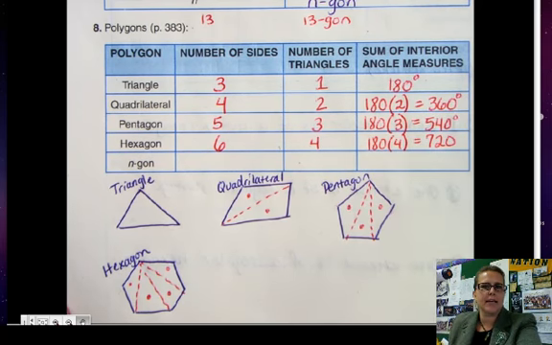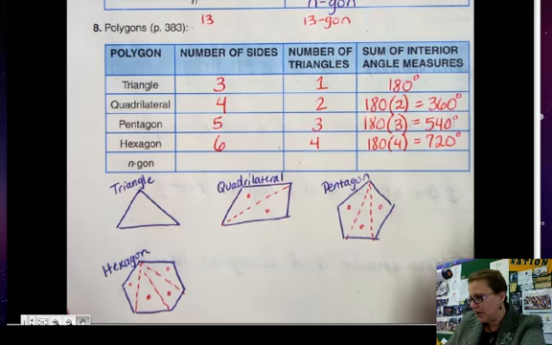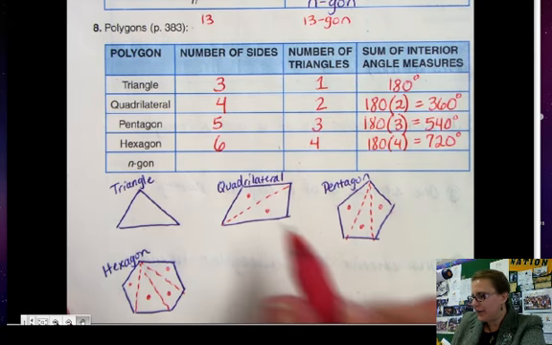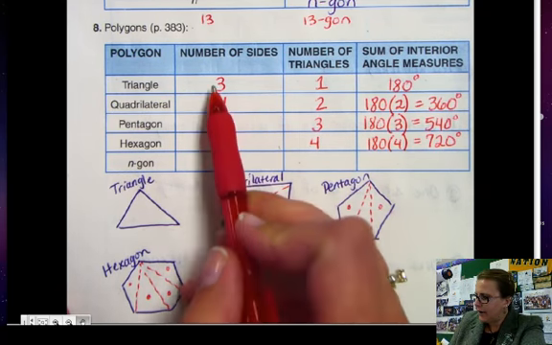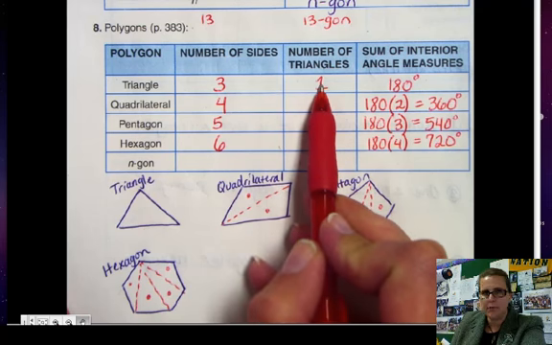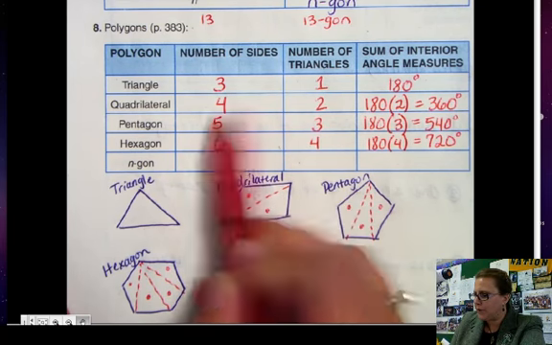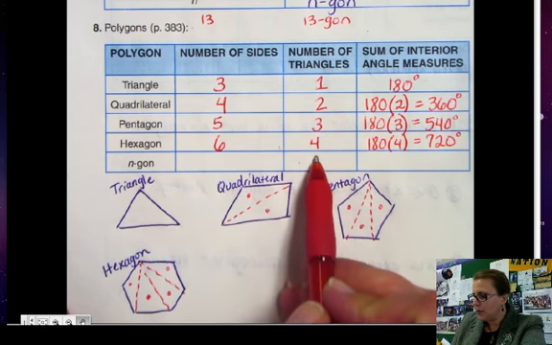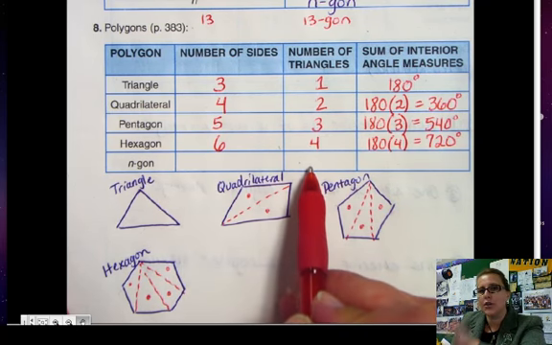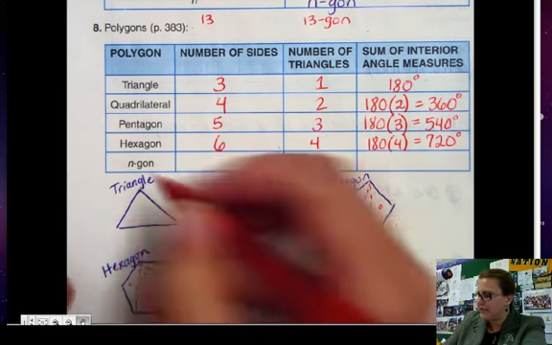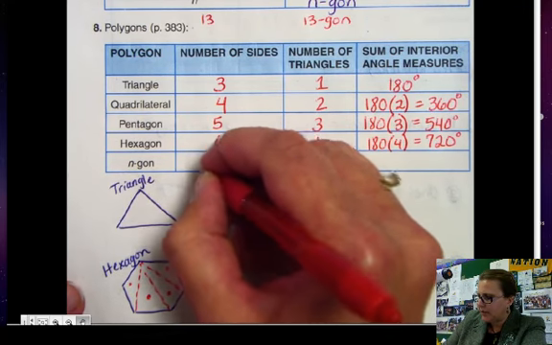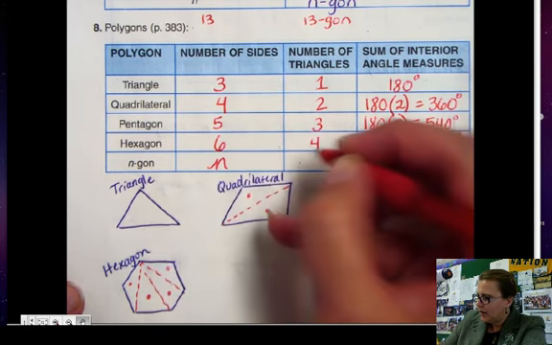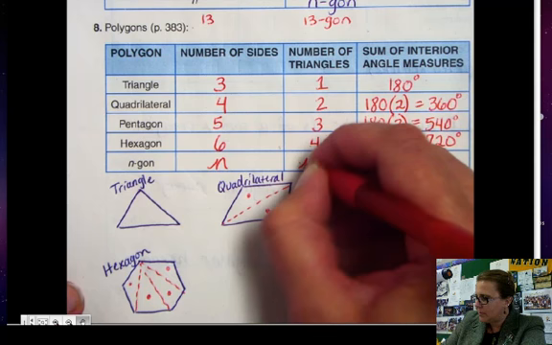So does anybody see the pattern? How do we get from the number of sides to the number of triangles? We went from 3 to 1, 4 to 2, 5 to 3, and 6 to 4. Would you agree that we subtracted 2 every time? So for any size polygon, n, the number of triangles is n minus 2.